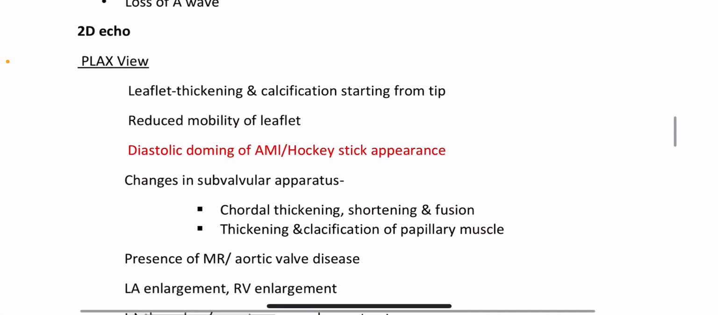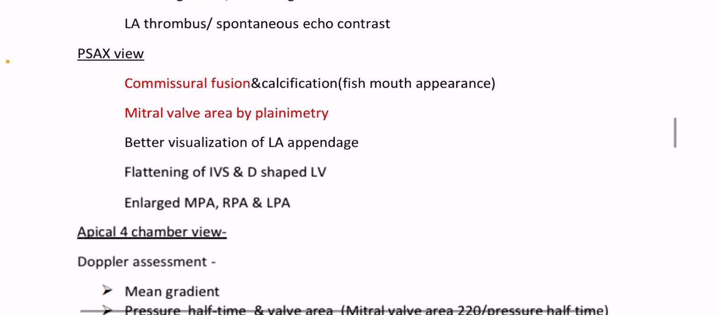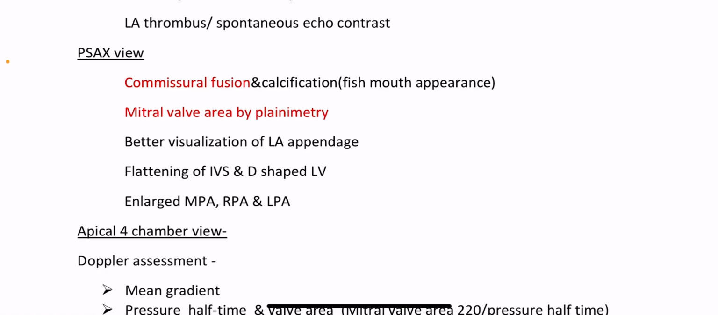2D echo, parasternal long axis view shows leaflet thickening and calcification starting from the tip, reduced mobility of leaflet, diastolic doming of anterior mitral leaflet or hockey stick appearance, changes in subvalvular apparatus such as chordal thickening, shortening and fusion, thickening and calcification of papillary muscle, presence of MR or aortic valve disease, LA enlargement, RV enlargement, LA thrombus or spontaneous echo contrast.